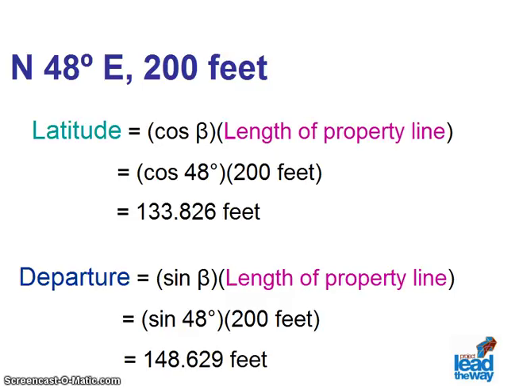The latitude is equal to the cosine of the bearing angle times the length of the property line. The cosine of 48 degrees times 200 feet is 133.826 feet. The departure is equal to the sine of the bearing angle times the length of the property line. The sine of 48 degrees times 200 feet is approximately 148.629 feet. The bearing angle, as well as the latitude and departure values we just found, will help us to determine the northing and easting coordinates.